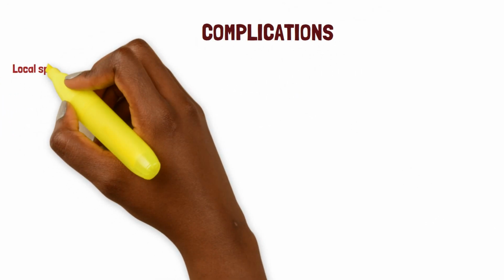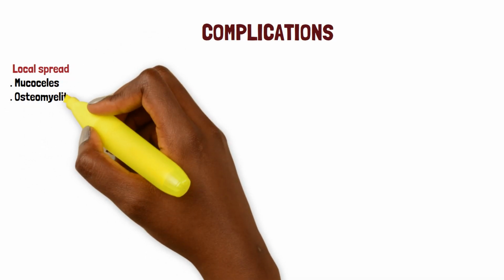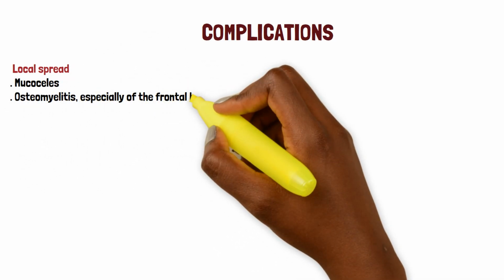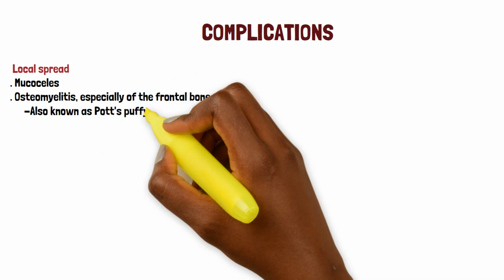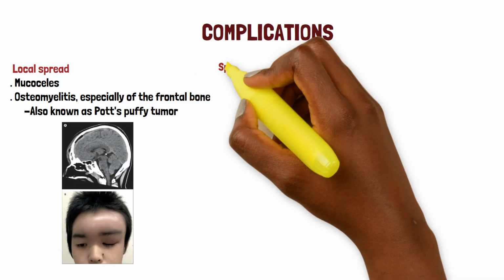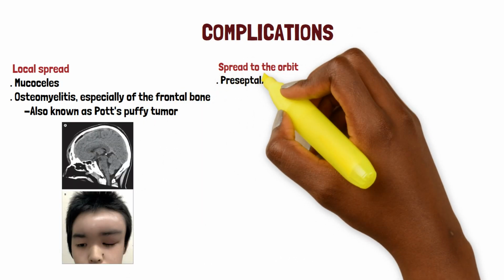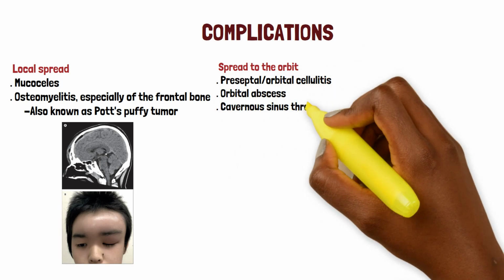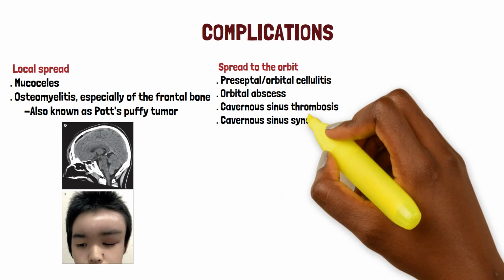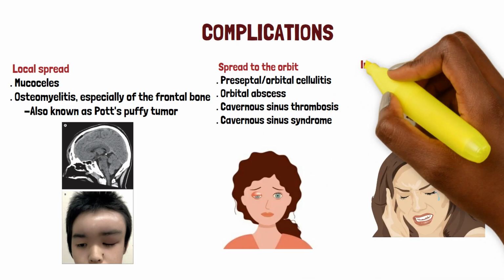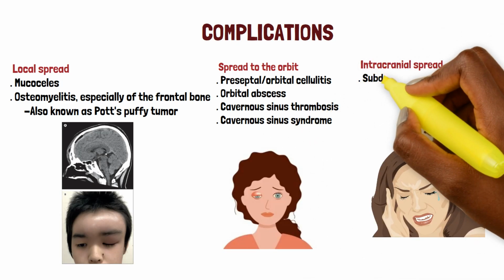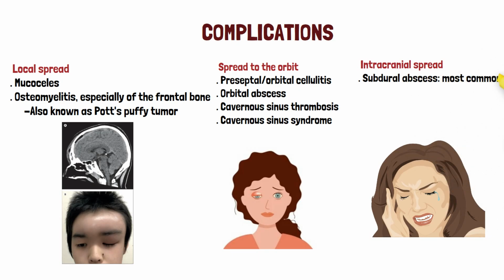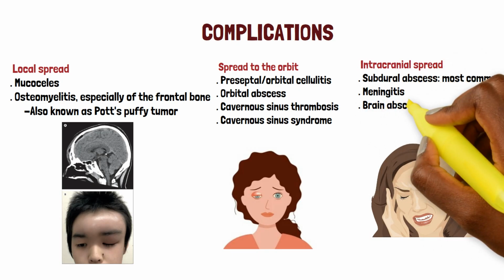Complications. On local spread, there is mucocele, osteomyelitis, especially of the frontal bone, also known as Pott's puffy tumor. Spread to the orbit, there is preseptal or orbital cellulitis, orbital abscess, cavernous sinus thrombosis, and cavernous sinus syndrome. Intracranial spread, there is subdural abscess, which is most common, meningitis, and brain abscess.